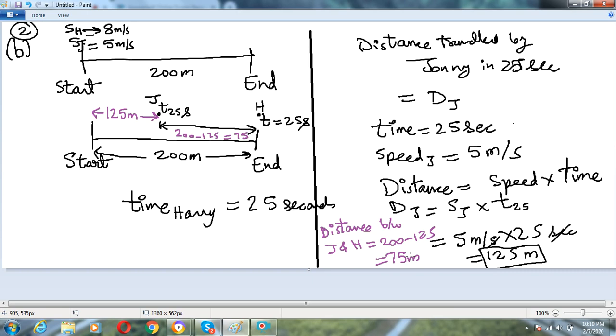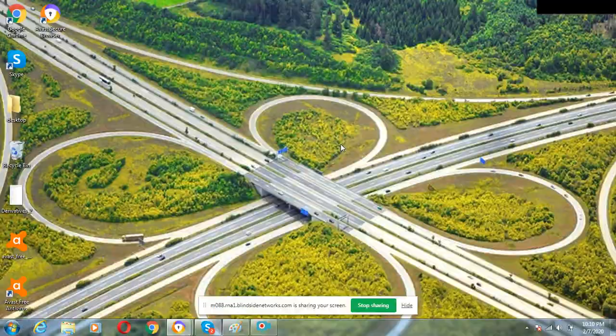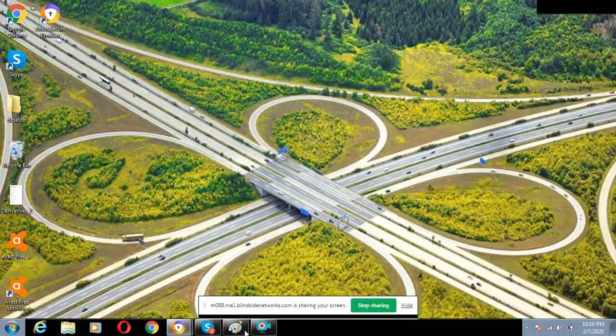The second part said that when Harry reached the finishing line, where was Johnny? So I need to find the distance between Johnny and Harry. The technique I used is, if I find out the distance traveled by Johnny from the starting point, then I can come to know. So first I used time, and from time I converted into distance.